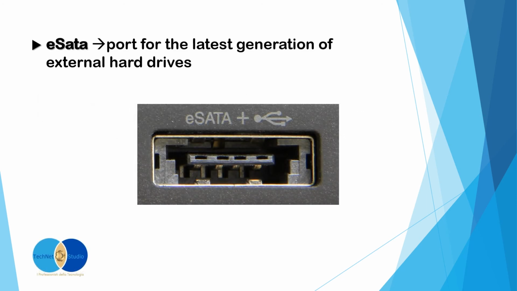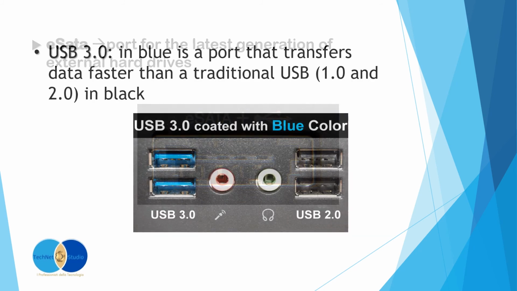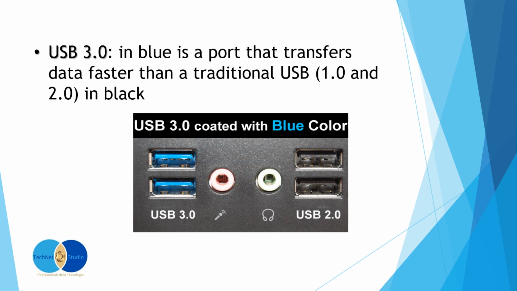Then we have the eSATA, which is a port for the latest generation of external hard drives. And the last one is the USB 3.0, which is indicated in blue and is a port that transfers data faster than a traditional USB, such as, for example, 1.0 and 2.0, which are indicated in black.